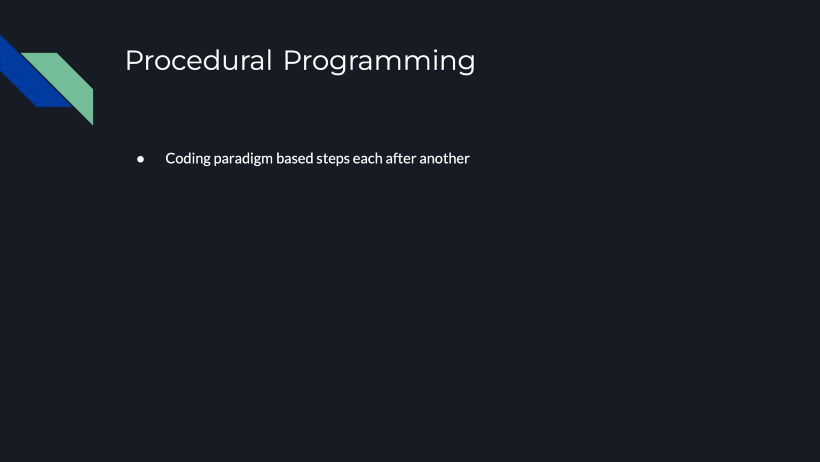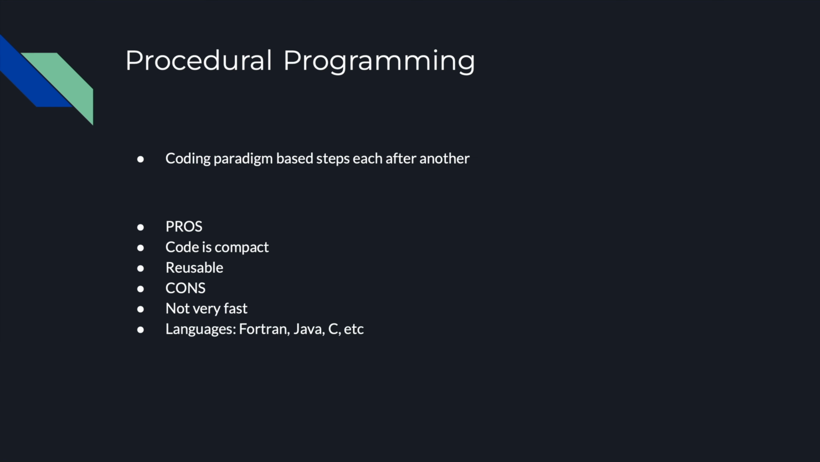Next up, we have procedural programming. Procedural programming is loved by many due to its simple nature. It's all based around a series of steps that are carried out one after another. Some pros to procedural programming are that the code is compact and reusable. There are some cons, however. One is that it's not very fast to run. There are a few languages that use procedural programming, however, some of these include Fortran, Java, C, and many others.